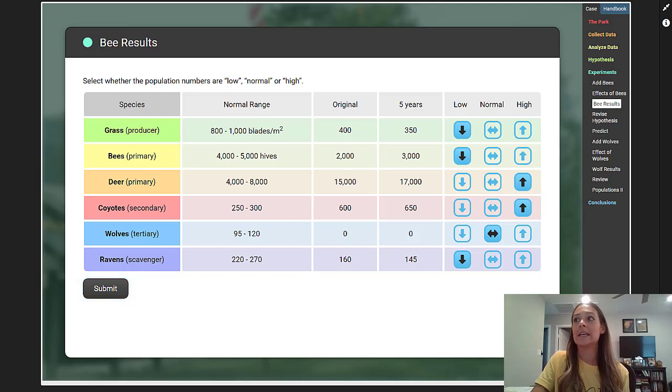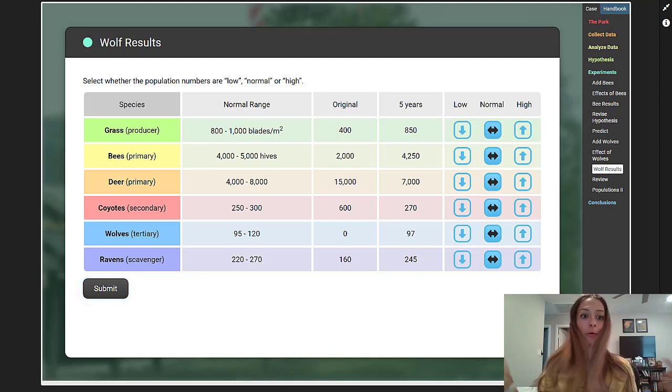So we didn't see much of a change there, okay? So then we moved on to what would happen if we added wolves, and we collected data on that. All right, so then we move over to wolf results. What happens when we added 30 wolves to the park?